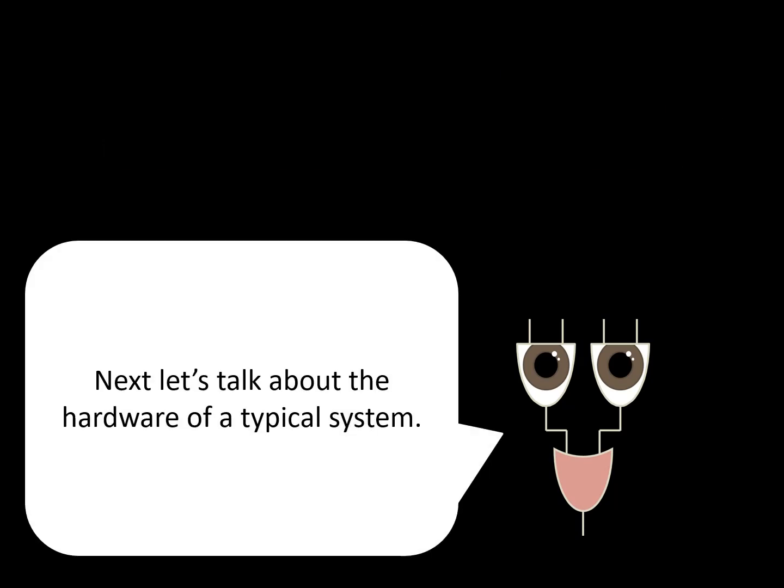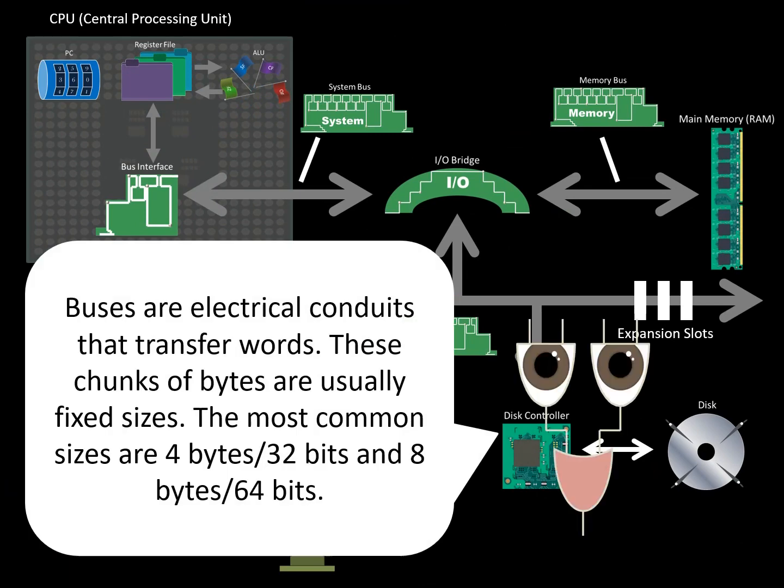Next, let's talk about the hardware of a typical system. Buses are electrical conduits that transfer words. These chunks of bytes are usually fixed sizes. The most common sizes are 4 bytes, 32 bits, and 8 bytes, 64 bits.